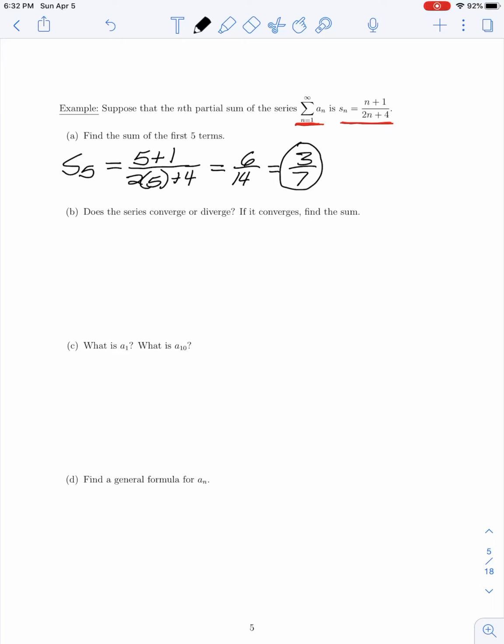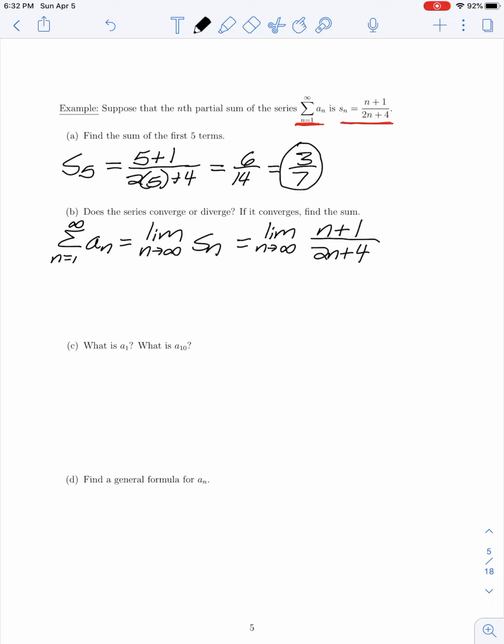And then in part B, we're asked if our series converges or diverges, and if it converges, we want to find our sum. So the sum of an infinite series from n equals 1 to infinity of terms a sub n is defined to be the limit of the sequence of partial sums, s sub n, as n becomes large. So in this example, we have the limit as n approaches infinity of (n + 1) over (2n + 4).